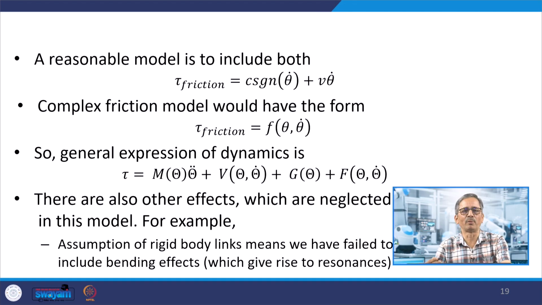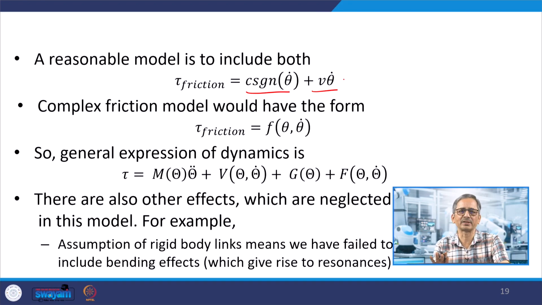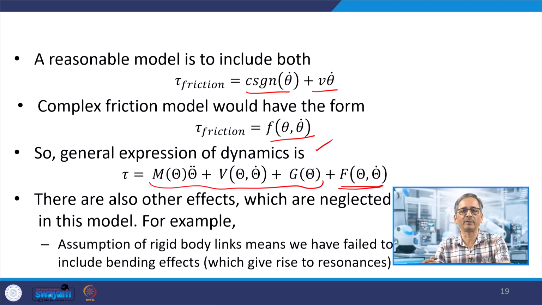A reasonable model is the one which includes both, that is the dry friction as well as the viscous friction. That is very much close to the reality. So we can see that the complex friction model would be of this form, a function of both theta and theta dot. So I can write the general expression for the dynamics by adding this extra term, the friction torque, to the other terms of the dynamic expressions which we have derived previously.